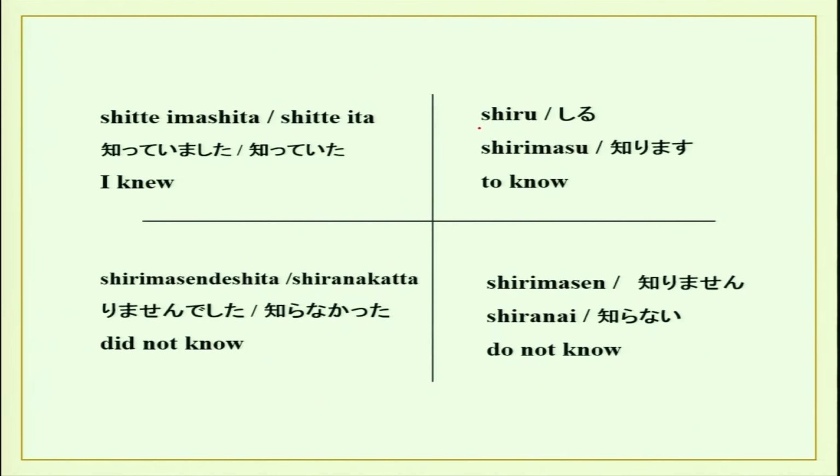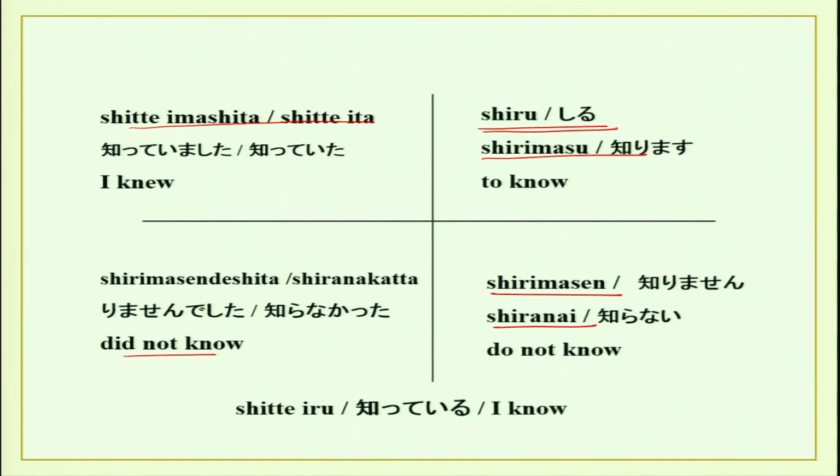Now, Shiru, you can see over here in dictionary form, shirimasu to know, shirimasen or shiranai in plain form, do not know, shitte imashita or shitte ita, I knew, and shirimasen deshita or shiranakatta in plain form, did not know. But most of the time you will see that shitte imasu ka is used, shitte imasu is used, that is, and ka is for asking, and the answer would be either in shirimasen or shiranakatta.